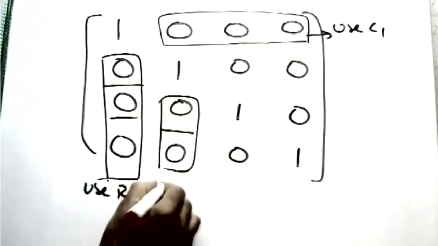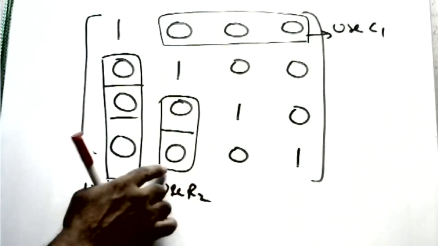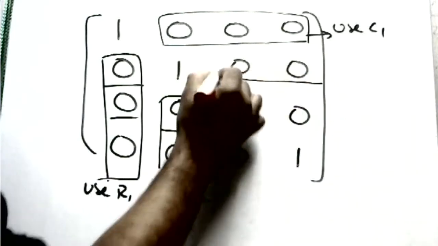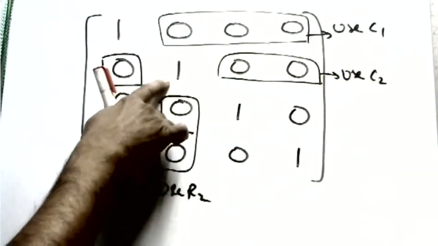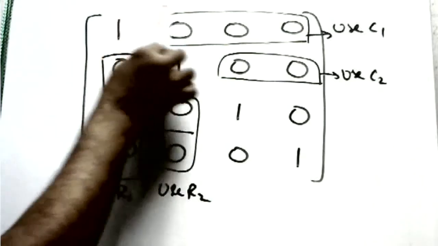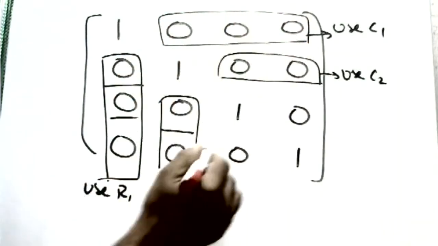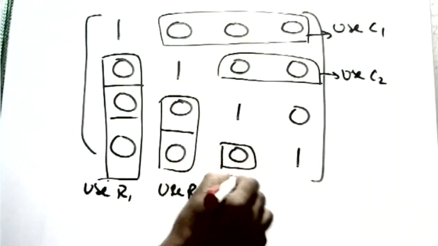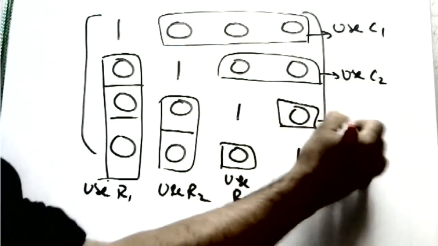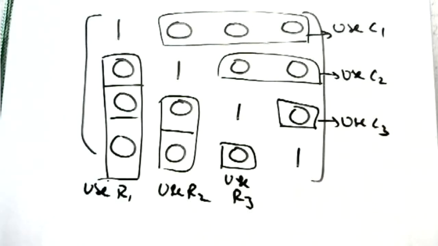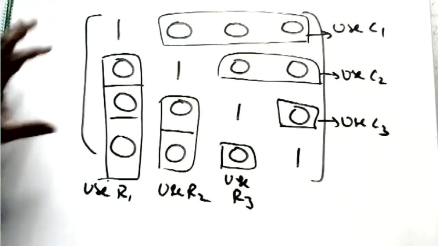Let me make these two zeros using R2. Use R2 to make these two zeros. Then you make these two zeros using C2. C1, C2, C3, C4 like this. Then this 0, use R3. Then this 0, use C3. So this will be the procedure, an easy procedure.